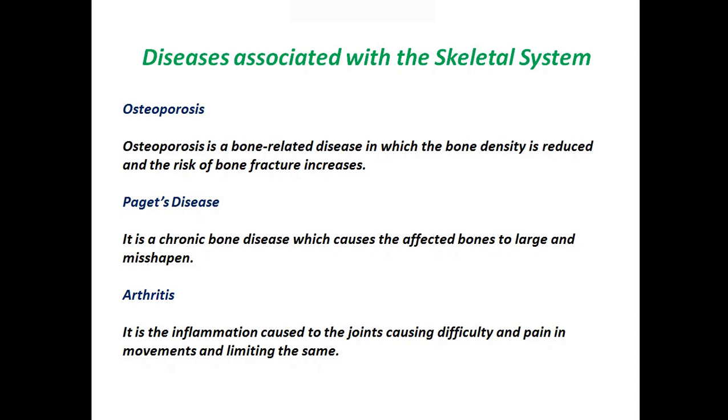Osteoporosis. Osteoporosis is a bone-related disease in which the bone density is reduced and the risk of bone fracture increases. Paget's disease. It is a chronic bone disease, which causes the affected bones to enlarge and become misshapen. Finally, arthritis. It is the inflammation of the joints, causing difficulty and pain in movement, and limiting it.